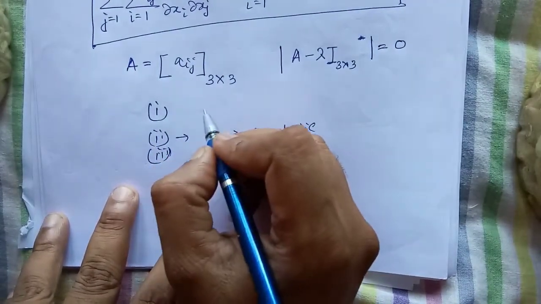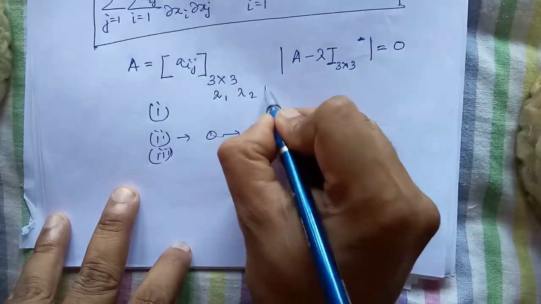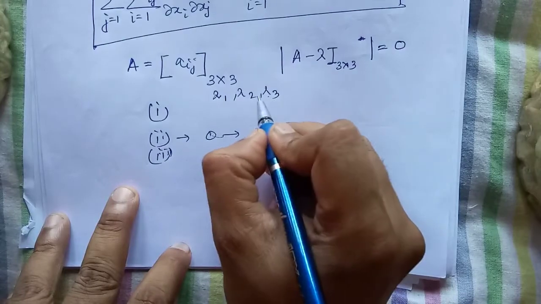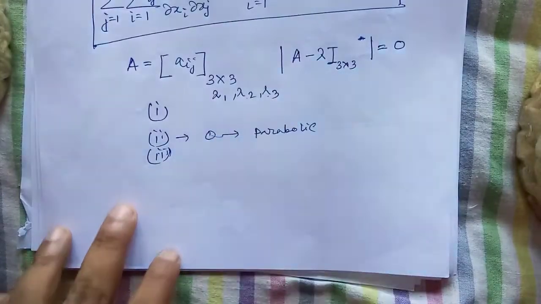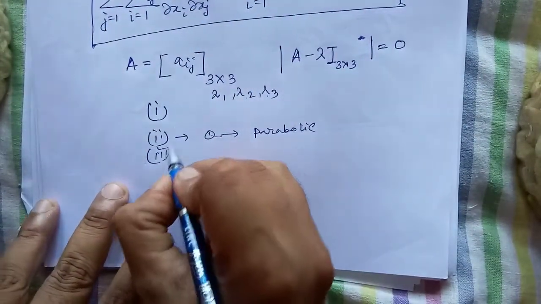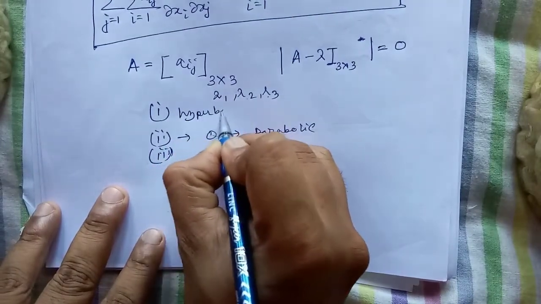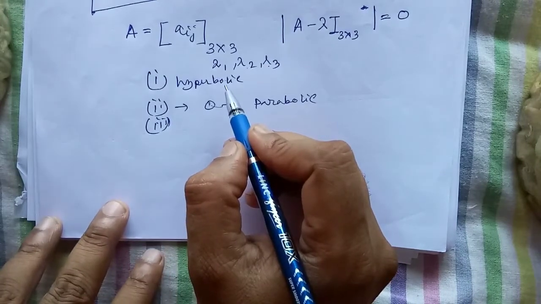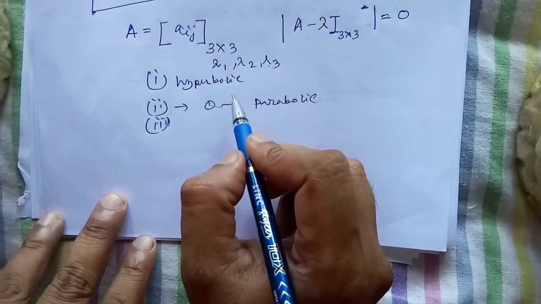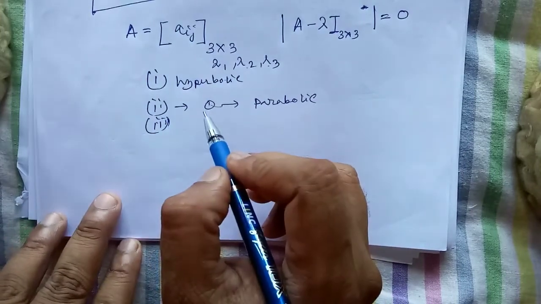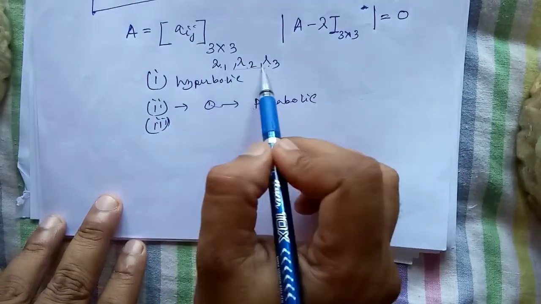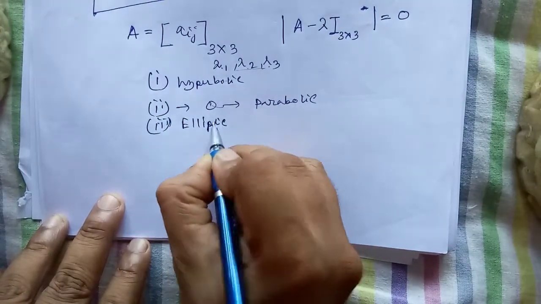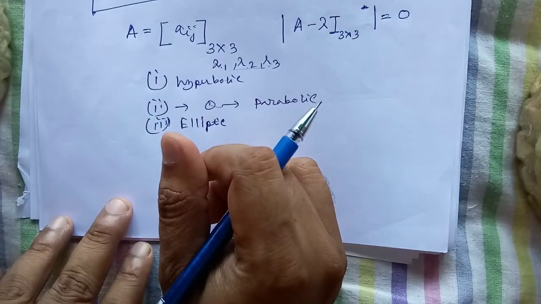you are having some lambda 1, lambda 2 and lambda 3, right? Now suppose lambda 2 is positive and these two are negative, or this is negative and these two are positive, then you will say that this is a hyperbolic one. And when every non-zero eigenvalue has the same sign, say these 3 are positive or 3 are negative, then you will write this to be an elliptic differential equation.